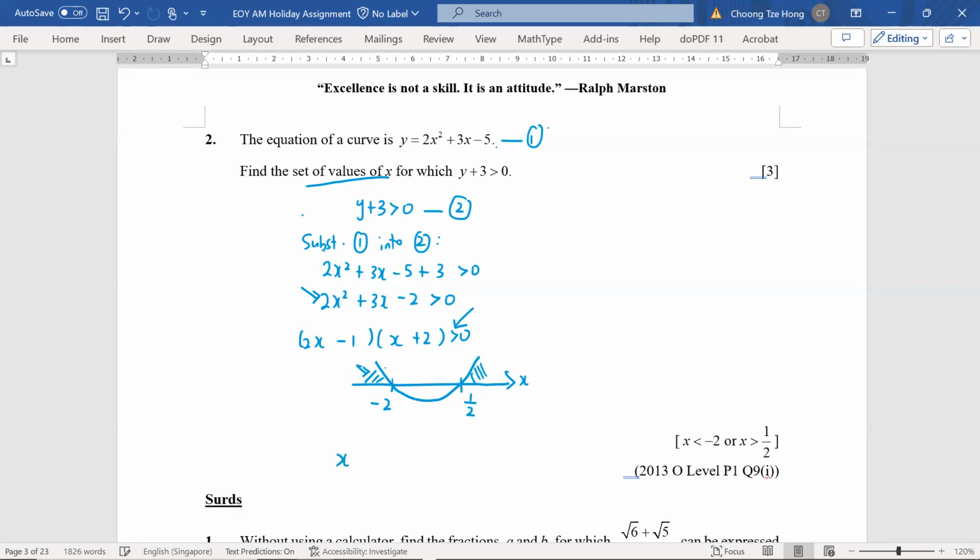Hence the first half of the answer will be x less than negative 2, or, and for the second half of our answer, we want values of x that are greater than half, or x greater than half. So this would be the solution for this particular question. Not too difficult of a question.